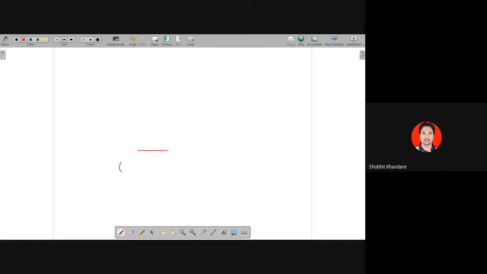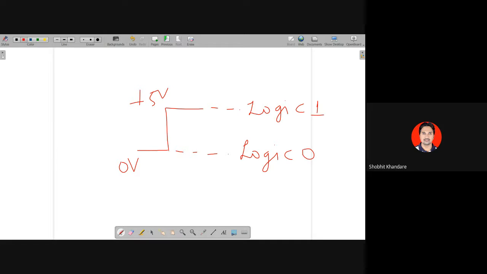Suppose this is your 0 volt. I am going from 0 volt to 5 volt, so this is my plus 5 volt. In the positive logic level, your logic 0 represents 0 volt, so this is my logic 0. And what about plus 5 volt? Plus 5 volt is represented by logic 1. This is happening in positive logic.